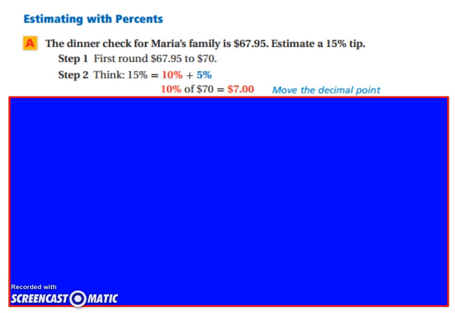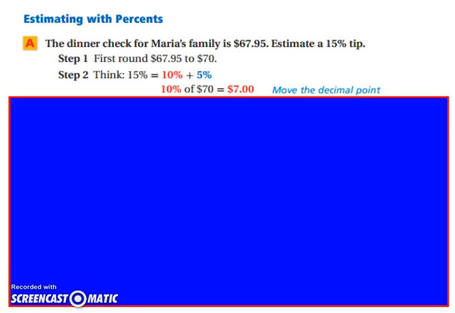Let's look at estimating with percents. So the dinner check for Mariah's family is $67.95. We want to estimate a 15% tip. Step 1, for estimating, we want to deal with nicer numbers. So we can change our $67.95 to $70. Make it nice and easy.